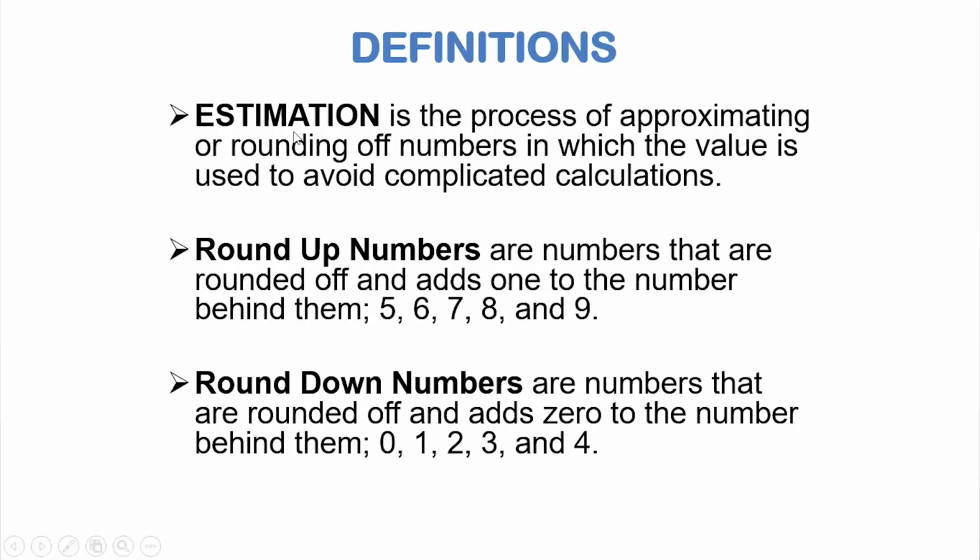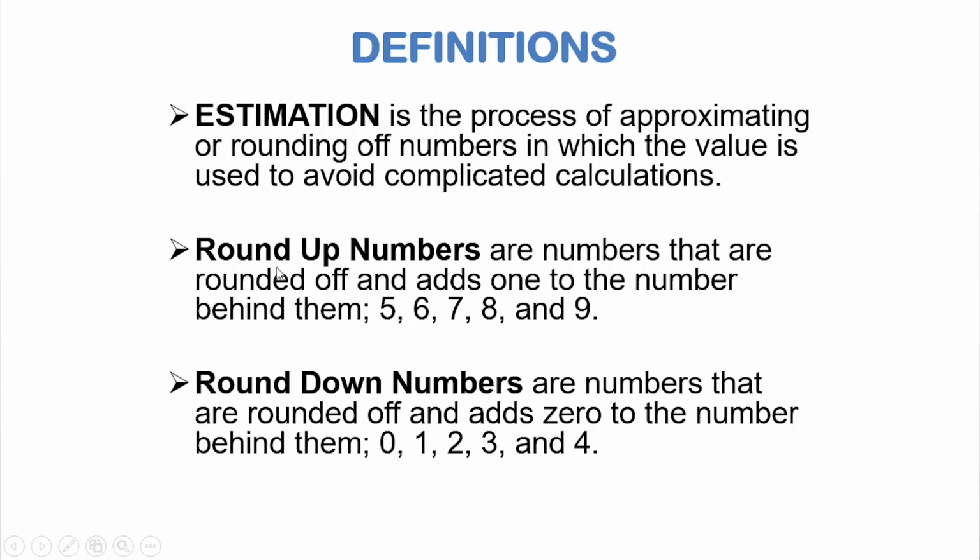Estimation, on the other hand, is the process of approximating or rounding off numbers in which the value is used to avoid complicated calculations. So it is simply the process of approximating or rounding off numbers, simplifying numbers to a point that they can be easily calculated. Remember, the value of the estimated number is not the real value of the number, but it's just a value that is almost the same thing as the number that we just approximated.